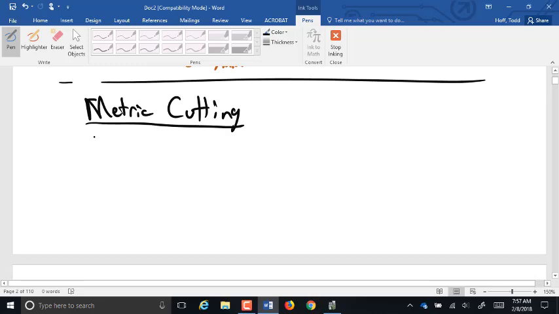So anyway, for metric cutting speed, it's still your pi times your diameter times your RPM. But in this case, your diameter is usually measured in millimeters, and we need to convert it into meters. Cutting speed is going to be in meters per minute. What's the conversion between millimeters and meters? How many millimeters are in a meter? 1,000. So it's divided by 1,000.